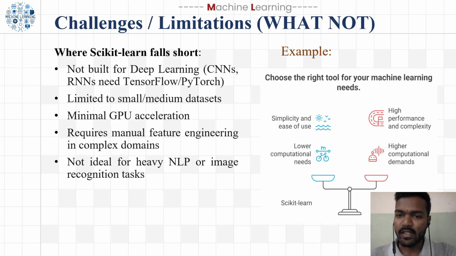Also, explaining the example, choose the right tool for your machine learning needs. Based on your needs, there are two frameworks, Scikit-learn and the deep learning frameworks. Scikit-learn offers simplicity and ease of use, with lower computational needs, and the deep learning frameworks offer higher performance, but also higher complexity and higher computational demands.